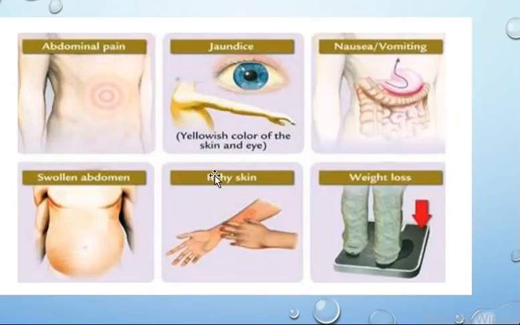Now I will talk about some clinical features which the patient gives you as clinical signs. A patient with jaundice will give you a sign of abdominal pain, might be in the right hypochondriac region or the epigastric region. Then there is a yellowish color of skin and eye, nausea and vomiting, swollen abdomen, and itchy skin due to accumulation of bile salts. Then there is weight loss. Why weight loss? Because the patient is unable to take food properly.